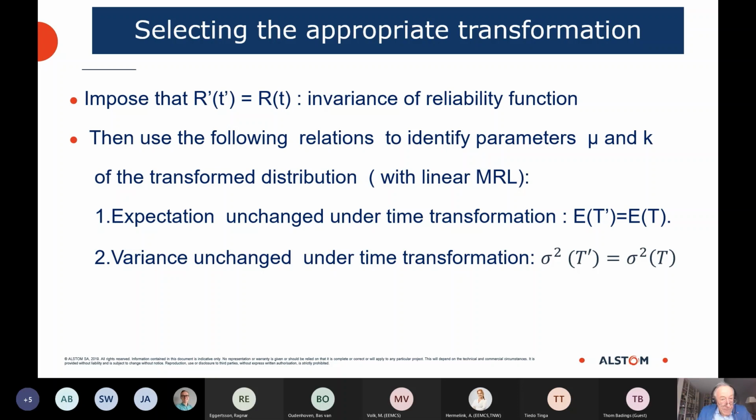And we have to impose a constraint: that the reliability function in the transformed time, as a function of t prime, is the same as the reliability function in the initial time. Then we can use relationships to identify the parameters mu and k, because in the image space, let us say, the MRL will be a linear function of t prime, so it will have some parameters mu and k.